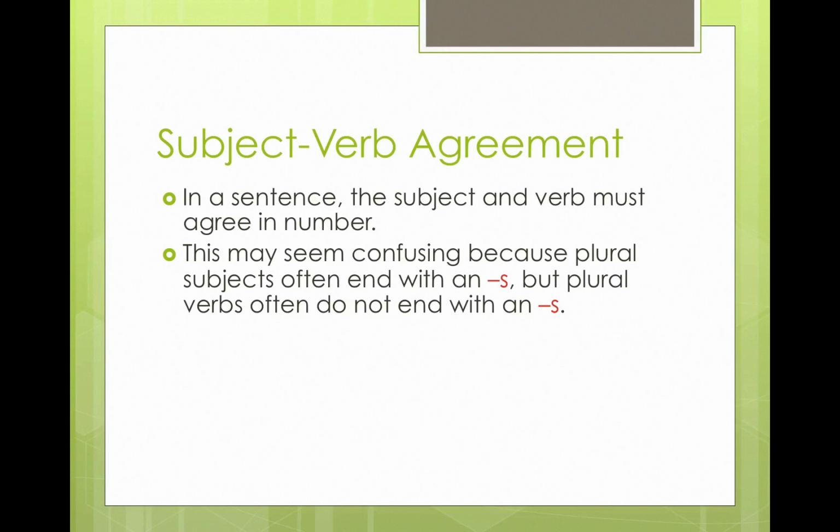In a sentence, the subject and verb must agree in number. That's an always. And this sometimes becomes confusing because we consider plural subjects often end with an S, and so we think everything that's plural will end in an S. However, a plural verb often does not end with an S. Only occasionally does that happen.